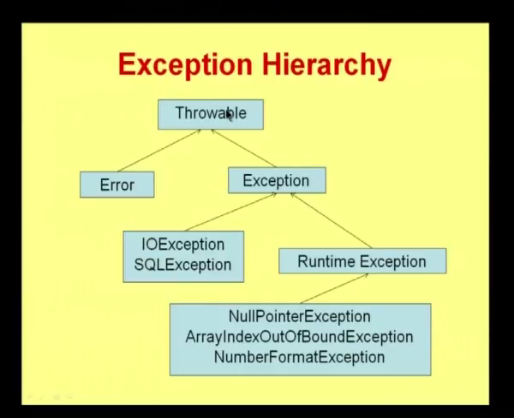Throwable is the base exception type. From that we have Error and then Exception. Under Exception we have IOException, SQLException, which are checked exceptions, and then RuntimeException. So, here you can see that all belong to type Throwable. Error is also Throwable and Exception is also Throwable. So, what do we mean by this Throwable?